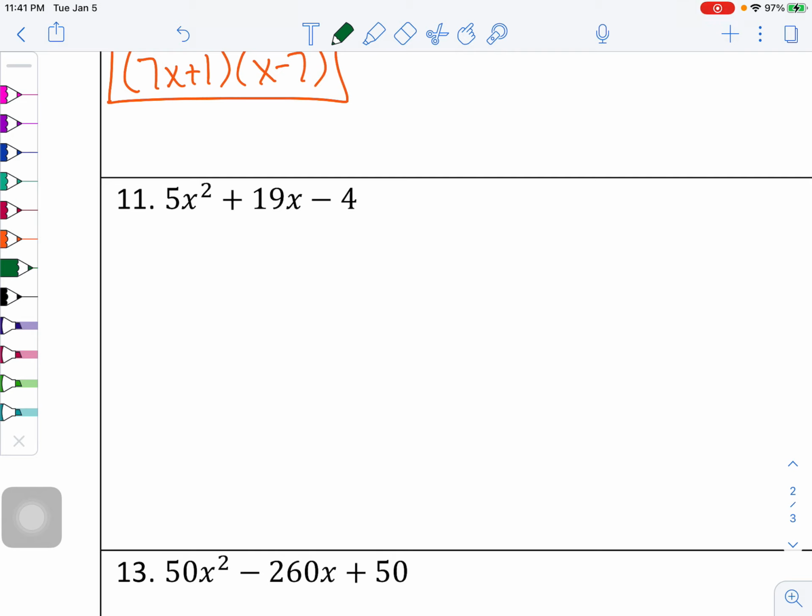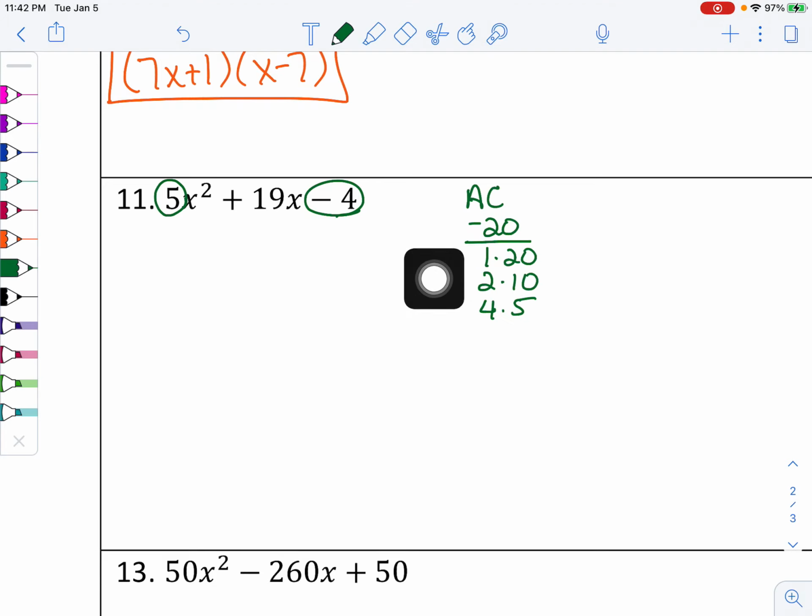All right, number 5, try again. Number 11, so 5 here is my A value, negative 4 is my C value, so AC is going to be negative 20. 1 times 20, 2 times 10, 4 times 5 are all the possibilities. And out of those possibilities, the only way we're going to make a 19 is with a 1 and a 20. In fact, I'm going to make the 1 negative and the 20 positive.